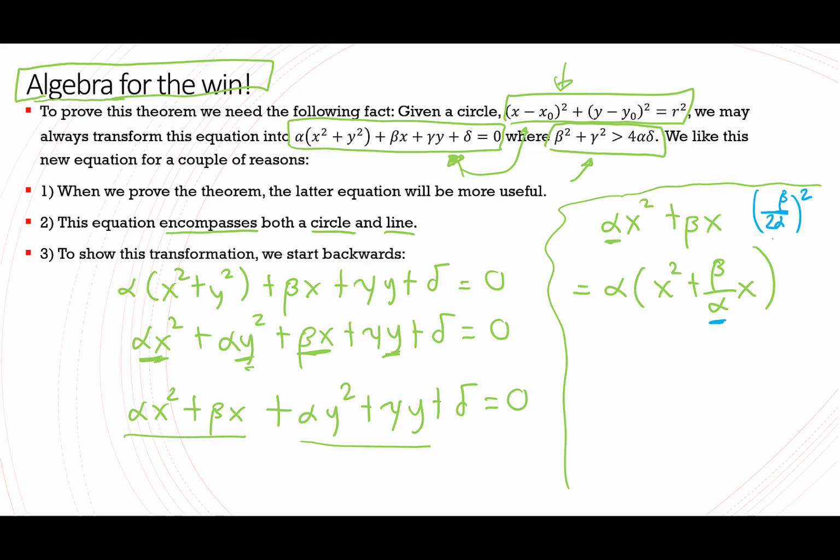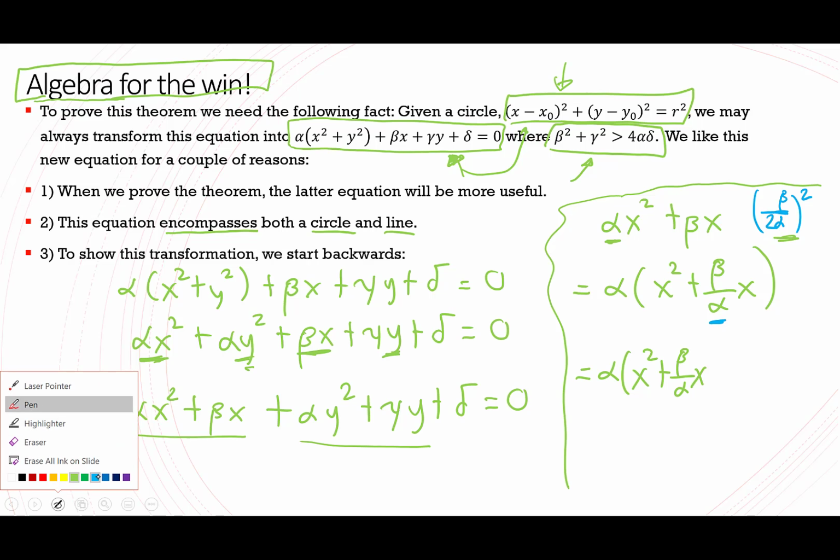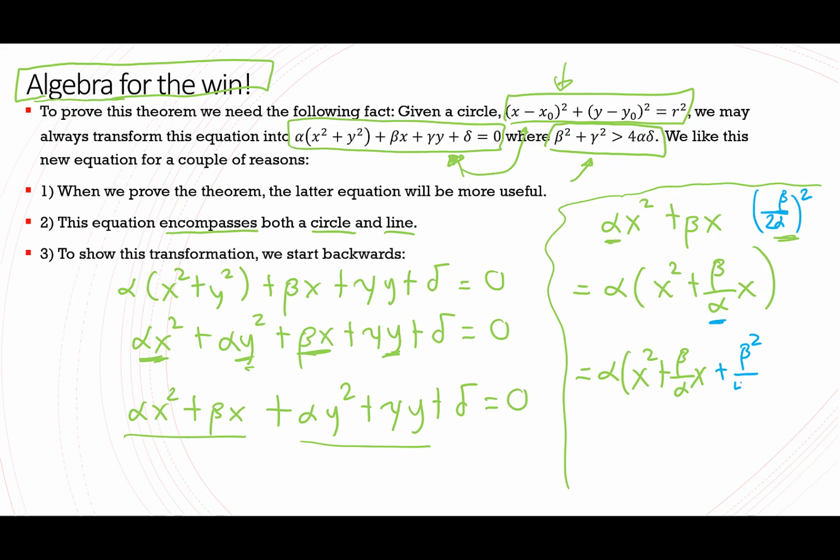Now, why are we doing this? Well, if I take my equation here, alpha x squared plus beta over alpha x, and if I add and subtract this quantity, completing the square says we get something nice. So I'm going to add and subtract our quantity here. By the way, I did simplify it a little bit, so make sure you're okay with that.